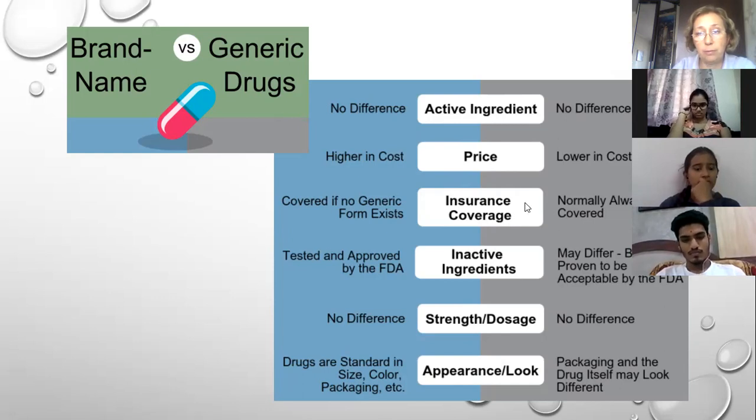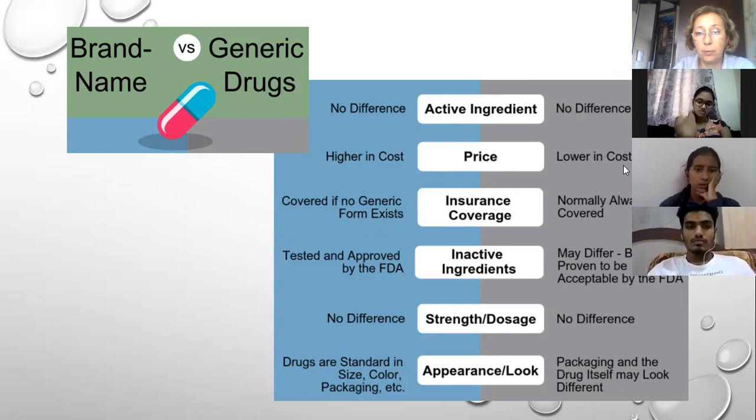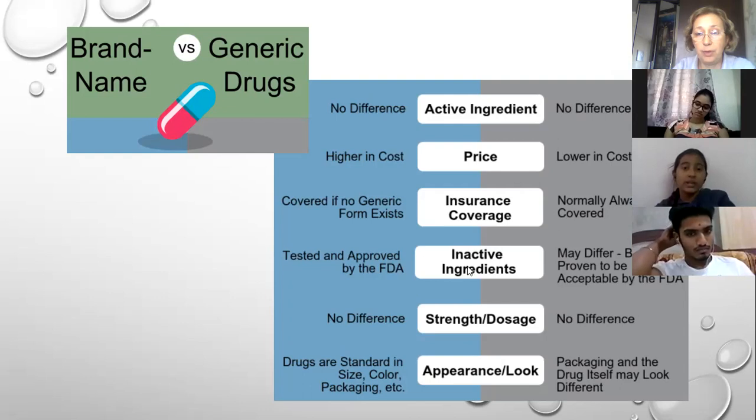Insurance coverage. Does insurance cover the use of generics? So it covers the brand name drug, and if we speak about the United States of America, it also covers the generic drug cost. And if we speak about inactive ingredients, brand name drugs are tested and approved by this agency, FDA. As for generic drugs, the inactive ingredients may differ, but they are also proven to be acceptable by this agency, FDA.